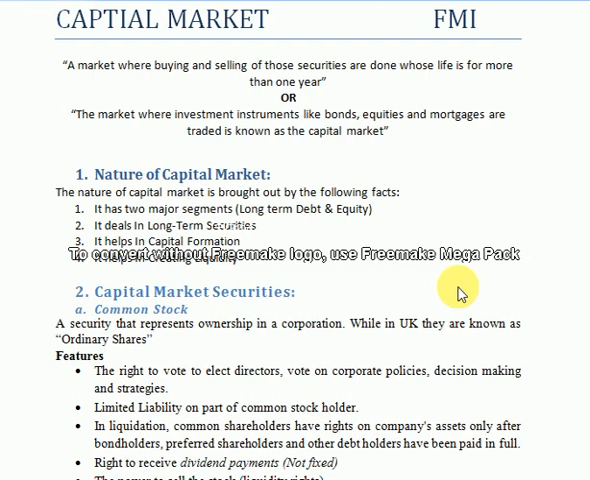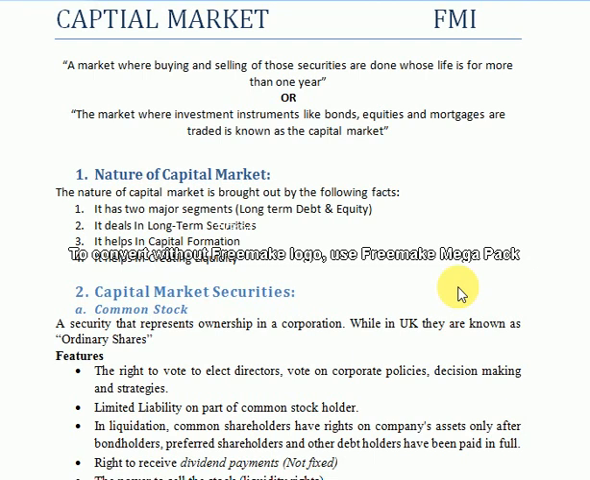Another definition of capital market is that a market where buying and selling of those securities are done whose life is more than 1 year. So we can define it that a market where the long-term securities are trading, such market is called capital market. In the money market, keep in mind that short-term securities are trading whose life time was up to 1 year or less than 1 year. But in capital market, those securities whose lifetime is more than 1 year or whose lifetime is long are trading. That market is called capital market.